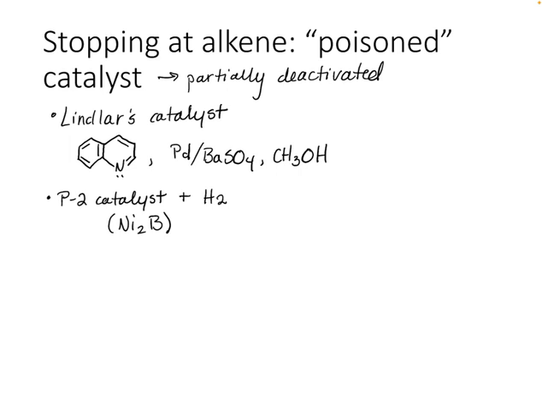So how does a poisoned catalyst work? Well, if we look at a reaction coordinate diagram, where energy is on the y-axis and reaction progress is on the x-axis, let's look at how this reaction works without the catalyst. So we would have the first step followed by a second step.